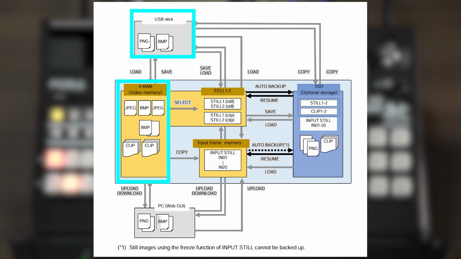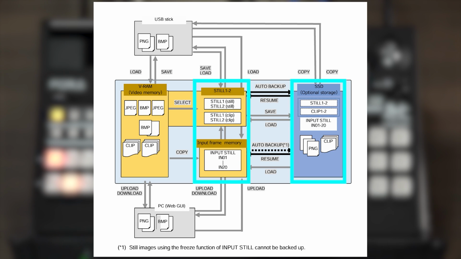Data in VRAM is volatile, so data will be lost on reboot. The optional SSD is non-volatile and can back up still and movie files from Still 1 and Still 2, and automatically upload them to each channel at startup.